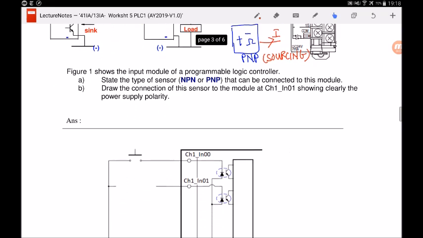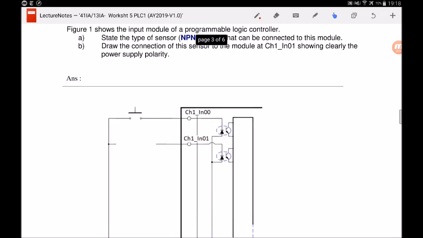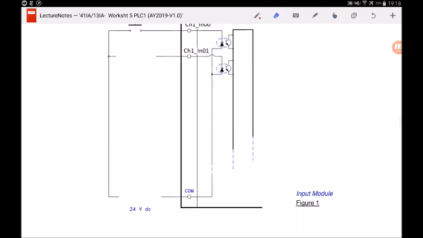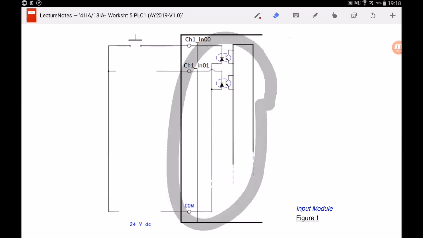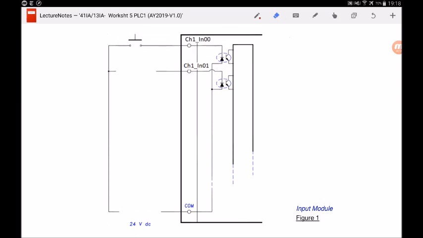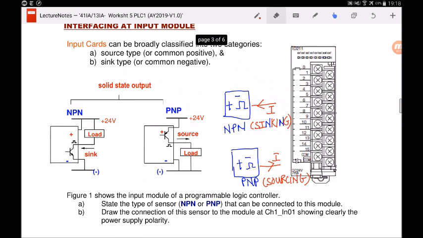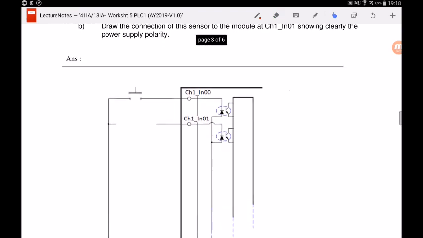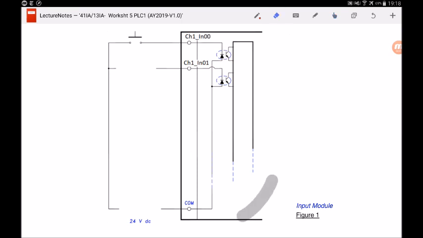Now we shall take a look at figure 1, where it shows the input module of a programmable logic controller. So this is figure 1, and you can see that this is the input module of this PLC. Just now I told you that this PLC input module is capable of supporting up to 16. Over here we only draw 0.0 and 0.1. In fact, it can actually support up to 1.5, inclusive of 0, so that's why it can support up to 16 input elements. So this is the diagram for the input module.